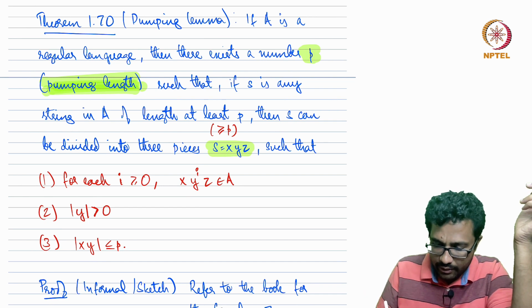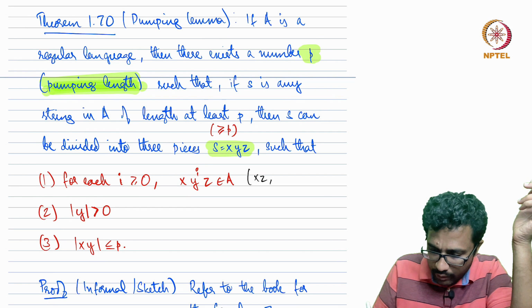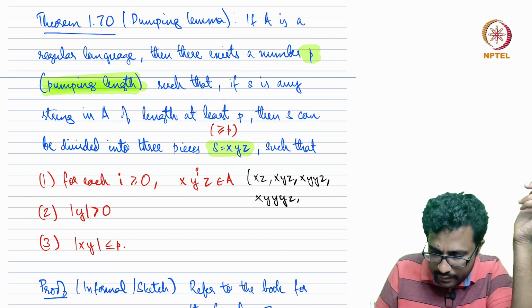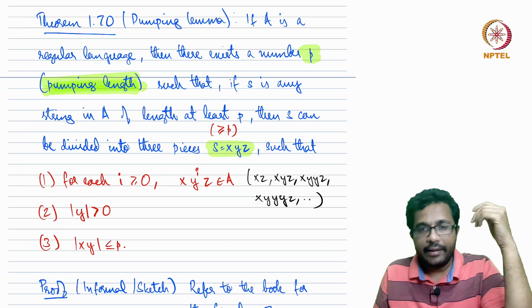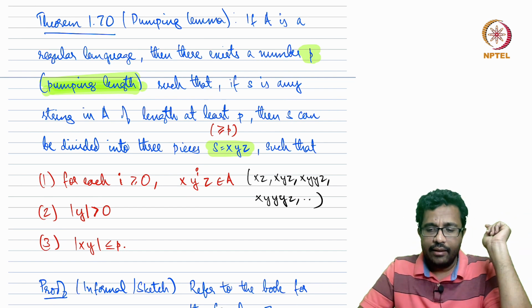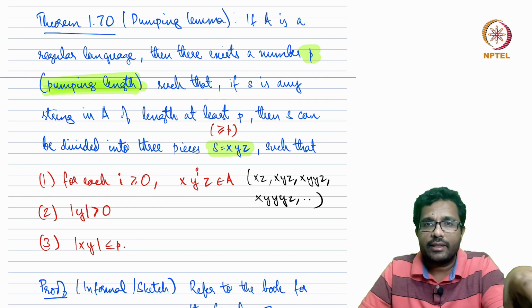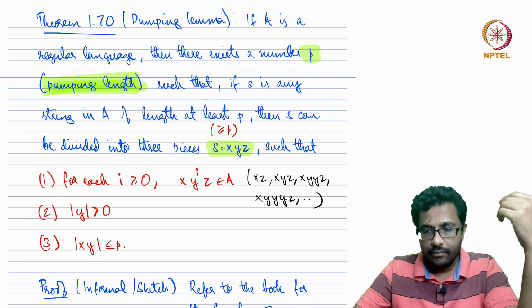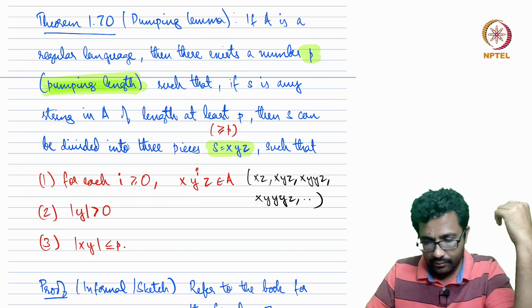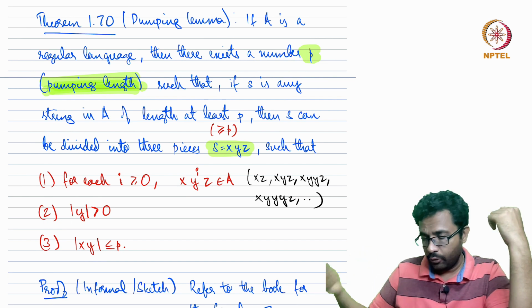So when I is 0, this gives us the string XZ. When I is 1, it gives us XYZ. When I is 2, it gives us XYYZ. When I is 3, it gives us XYYYZ, and so on, right? So this is an infinite family of strings. What it's saying is that all the members of this family must be in A. So if A is a regular language, there is a pumping length such that if you give me a string of length at least the pumping length, then there should be a way to divide it into X, Y, Z such that you repeat Y twice. In XYZ, Y comes once. You repeat it twice, thrice, 4 times, even 0 times.